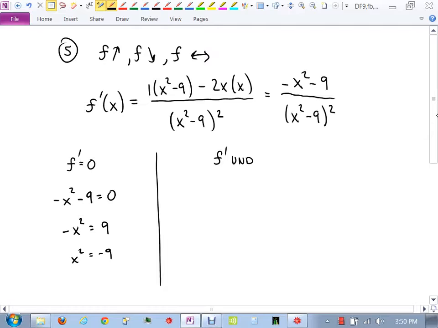Did I write the problem down wrong? What was the original function? Okay, the original function was f of x equals x over x squared minus 9, right? To go from here to here, I distributed the 1 through, which doesn't change anything. It's just x squared minus 9. And then I did these two together right here, which gives me 2x squared. So I have minus 2x squared.